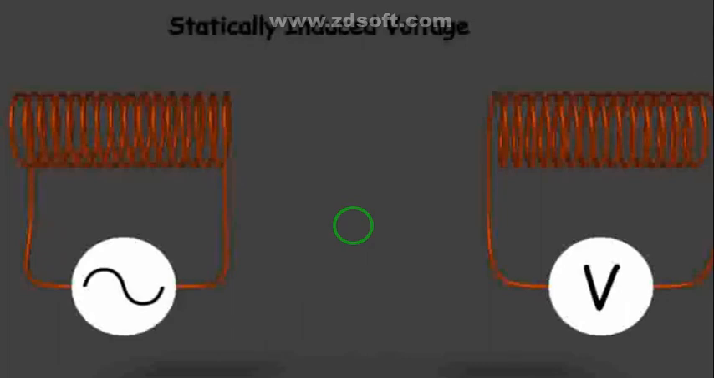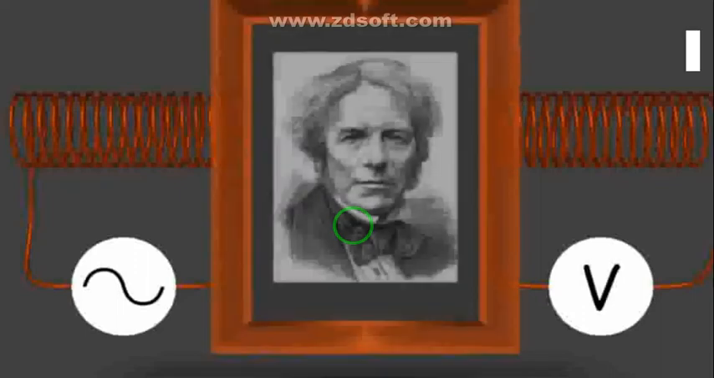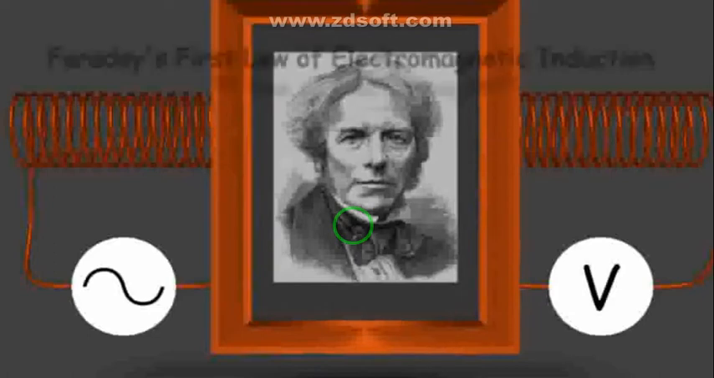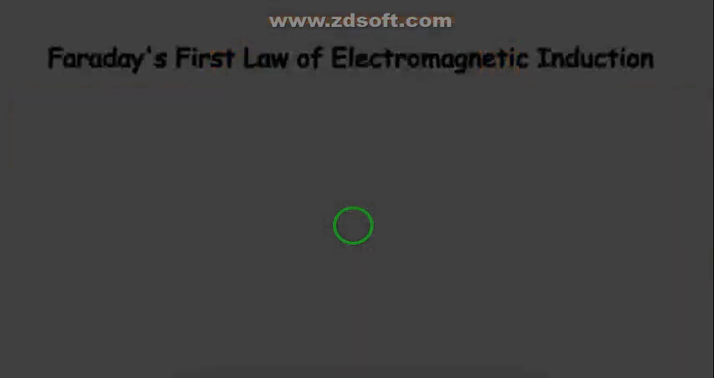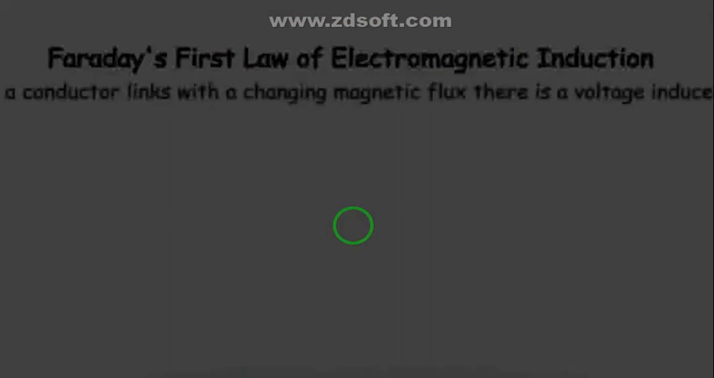In all conditions, only when there is a change in magnetic flux will a voltage be induced. This phenomenon was first observed by Michael Faraday, and he stated a law that is called Faraday's laws of electromagnetic induction. Faraday's first law of electromagnetic induction: when a conductor links with a changing magnetic flux, there is a voltage induced in it. This is Faraday's first law.